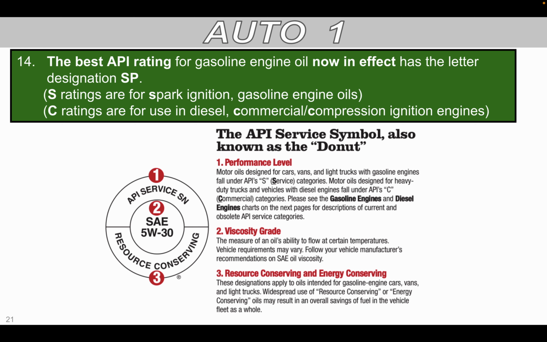Now this service rating right here shows an SN because it's a little bit older. But you can see the top part here, this top donut half, is linked up with performance level. The center circle is going to be its viscosity grade, and then this bottom donut is going to be linked up with the resource conserving and energy conserving section. So that's kind of how that donut's broken down. Now, I'm not going to ask you anything about this on the test, but it's still good information to know, because I probably should have gotten a bottle of oil here. You can very quickly understand what's going on.